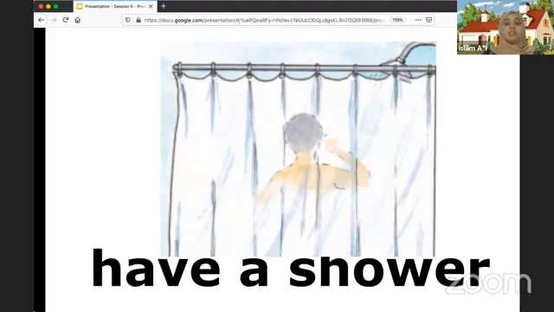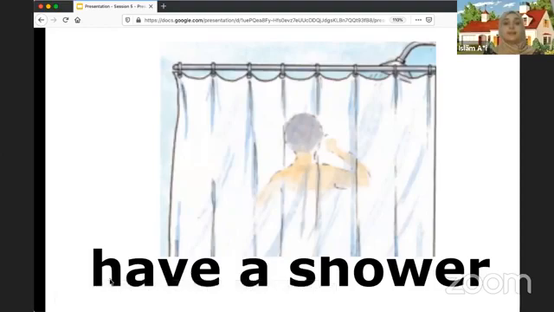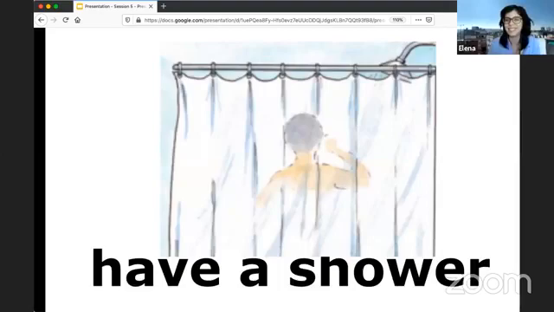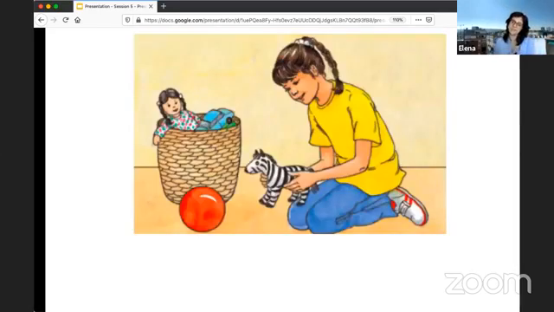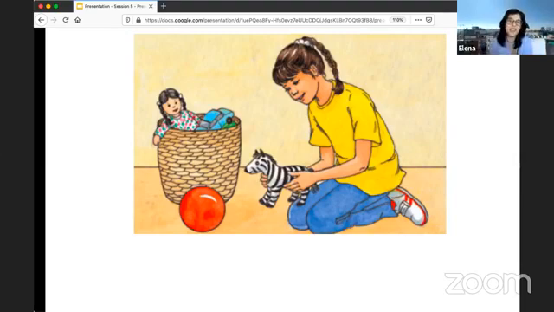Can you repeat it? Yes. Have a shower. Excellent. This man is having a shower. He is having a shower in the bathroom. In the bathroom. Excellent. Yes, Elena, I was too fast and moved on to the next picture.